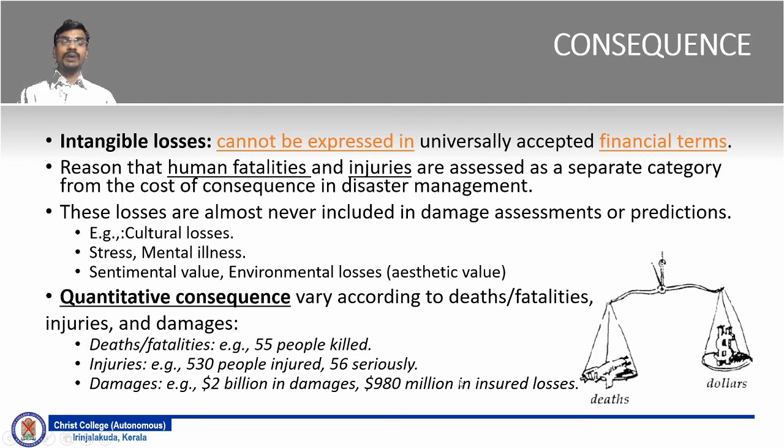Now let's consider the quantitative consequences, which vary according to deaths or fatalities, injuries and damages. For example, death or fatalities, like 55 people were killed, injuries like 530 people injured, 56 seriously, and damages may be expressed as $2 billion in damages, $980 million in insured losses, etc. These are all quantitative consequences.